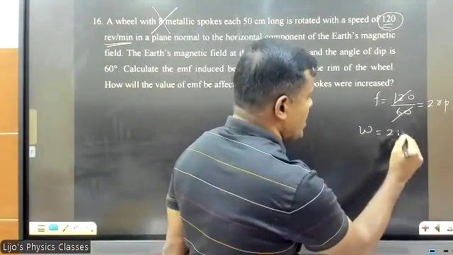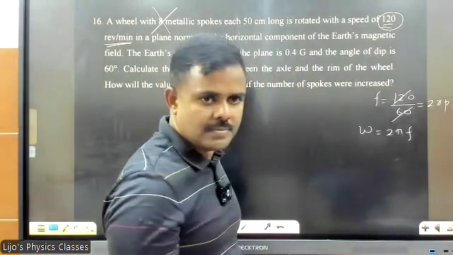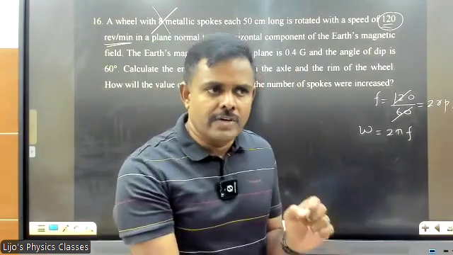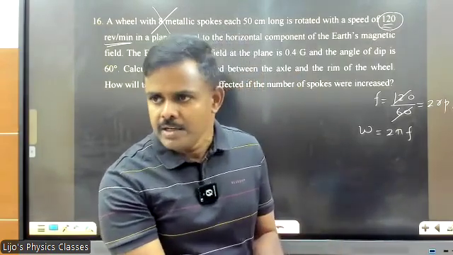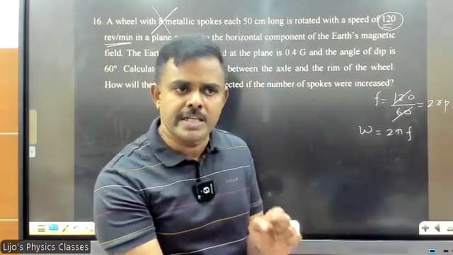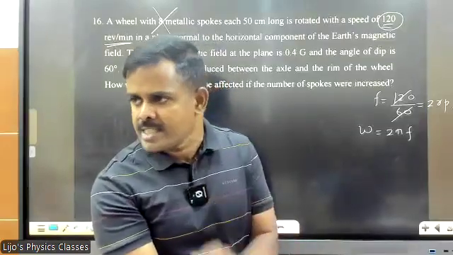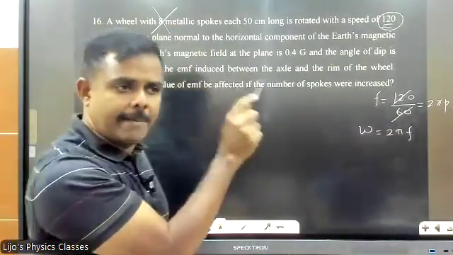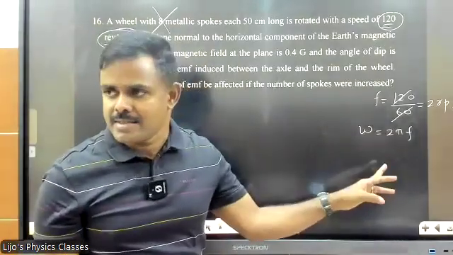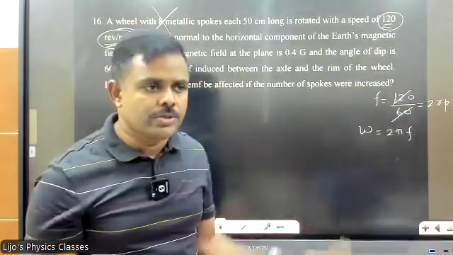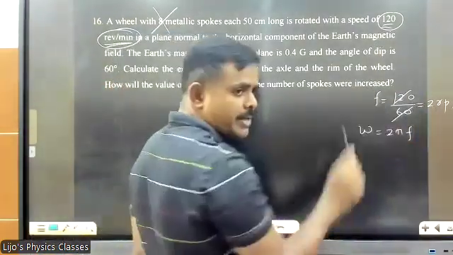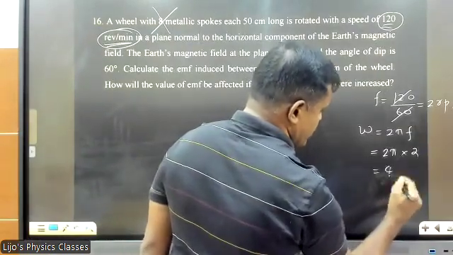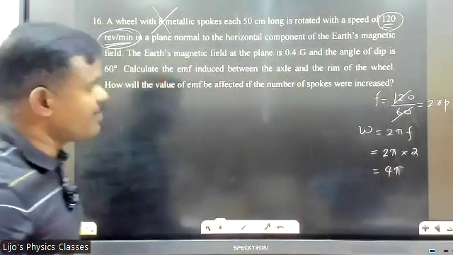Now I can find omega, 2 pi into F, right? Frequency is what? The number of revolutions per second. They have given revolutions per minute, RPM. What I need is RPS. So I'm dividing with 60. All the time you should do it. So 120 by 60, 2 RPS. Omega is equal to 2 pi into 2, that is equal to 4 pi. Omega value you got.